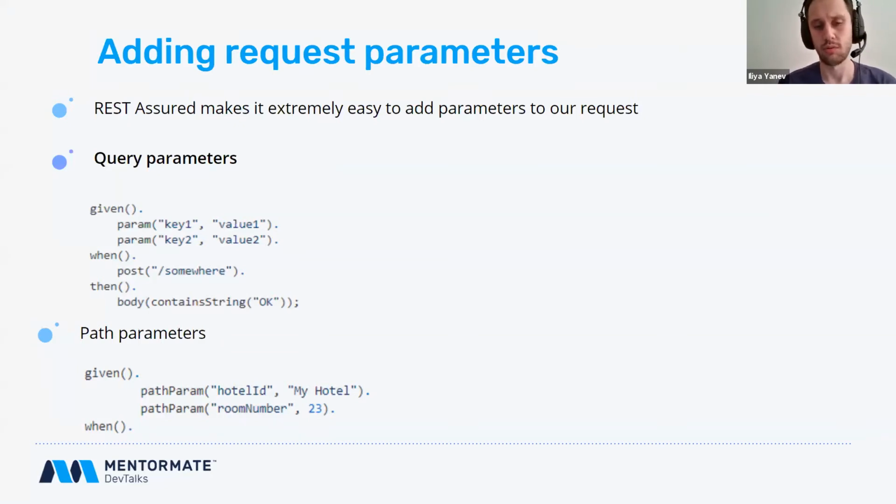And for the path parameters, there are multiple ways to do it as well. One of them is to just use the path param method, and you would supply again a map of the key that you want to replace and the value. In that case, it's hotel ID and room number.